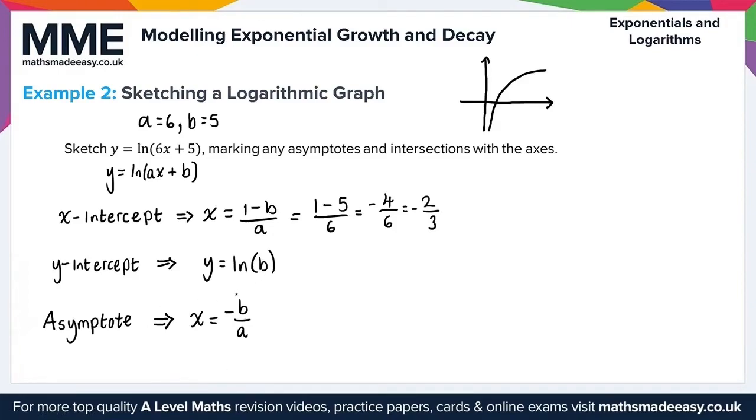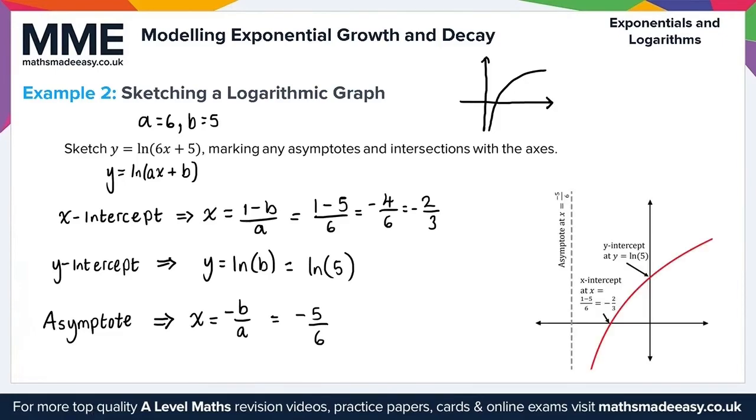For the y-intercept, well, y equals the natural logarithm of b here. So in that case, the natural logarithm of b is simply going to be the natural logarithm of 5. So it's just simply equal to the natural logarithm of 5 here, because b is 5. And then finally, our asymptote here, x equals minus b over a. Well, in that case, we simply obtain minus 5 over 6 there.